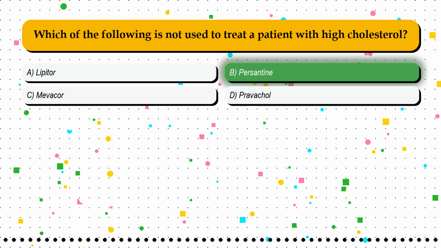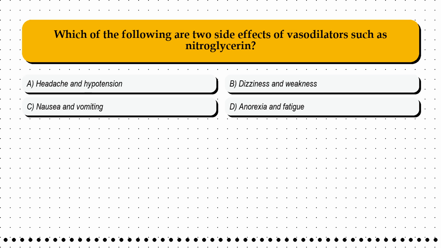The correct answer is option B, Percocet. Question 110. Which of the following are two side effects of vasodilators such as nitroglycerin? Option A, headache and hypotension. Option B, dizziness and weakness. Option C, nausea and vomiting. Option D, anorexia and fatigue.